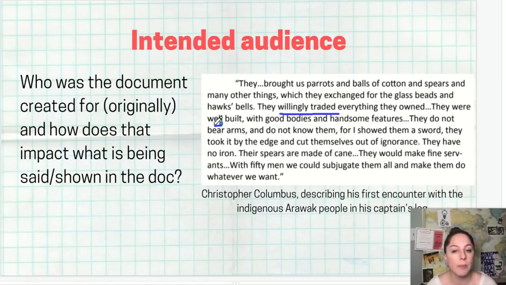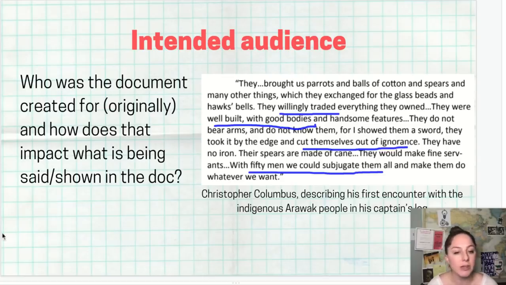They were well built with good bodies. Gross. They don't bear arms. They cut themselves with a sword out of ignorance. With 50 men, we could subjugate them all and make them do whatever we want. Awesome. Thanks, Columbus, for that one.